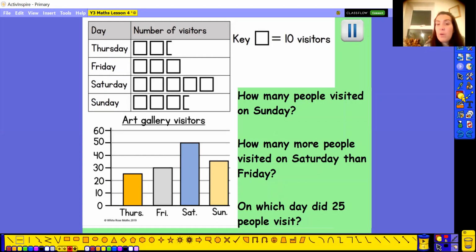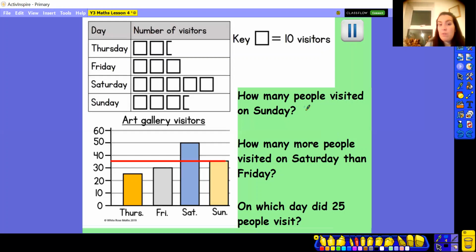Okay, so the first question was how many people visited on Sunday? So I need to start by looking at my Sunday column. Here it is. I'm going to trace it up and I'm going to use my finger or a ruler, whichever you've got to hand, to go across to the y-axis. Just be really careful if you're using your finger that your finger doesn't go wobbly and go too far. So it is good to have a ruler if you've got one. Now I can see it as a line in between 30 and 40. So just like in that last bar chart, I need to know what's halfway between 30 and 40. And that is the number 35. So 35 people visited on Sunday.